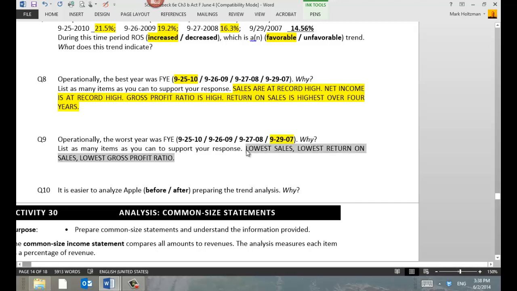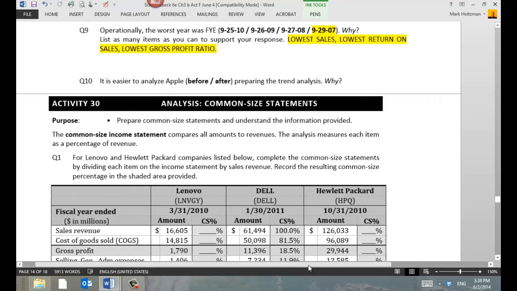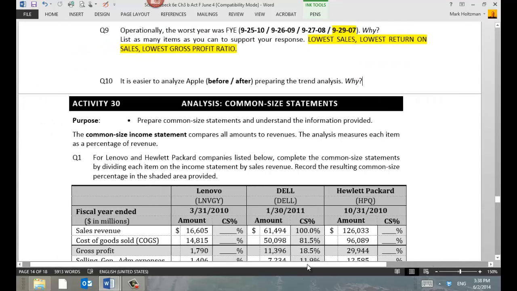And here's my question. Is Apple a good investment? My parents have Apple stock. Should I tell them to sell it? No? What do you think? How many people here think that you should hold on to Apple stock?